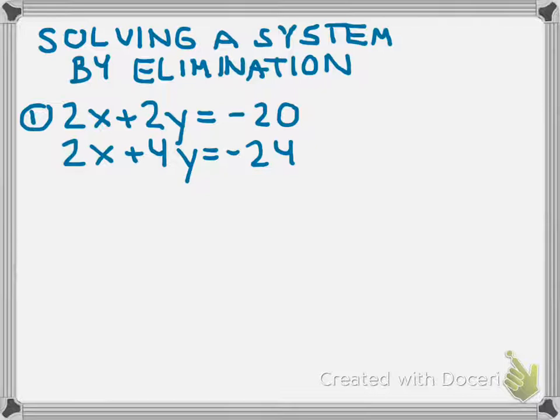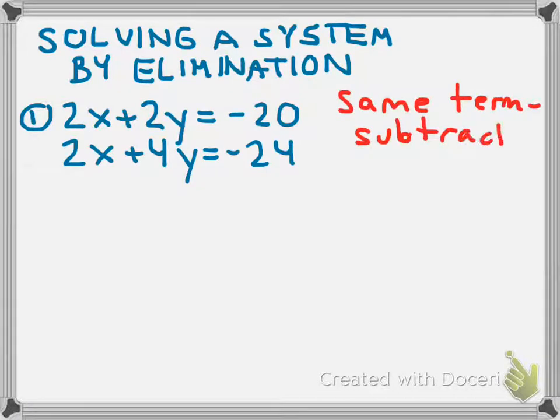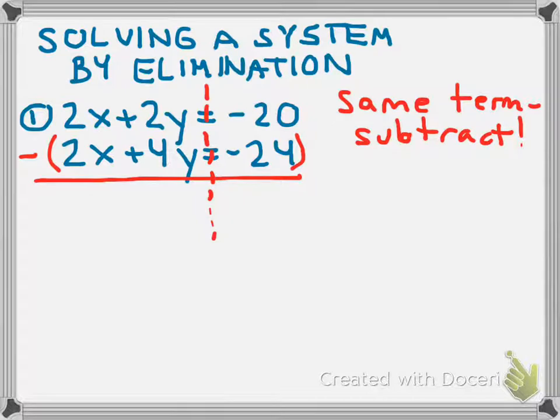First example, we have 2x plus 2y equals negative 20, and 2x plus 4y equals negative 24. And what I realized right away is that both equations have a 2x in them. And what I'd like to do is take advantage of the fact that there is a 2x in both equations. If we have the same term in both equations, we'll be able to subtract. And what I mean by that is, we can take these two equations and subtract straight down. I'm going to keep track of where my equal sign is here, but I'm going to subtract the second equation from the first. And here's what happens.